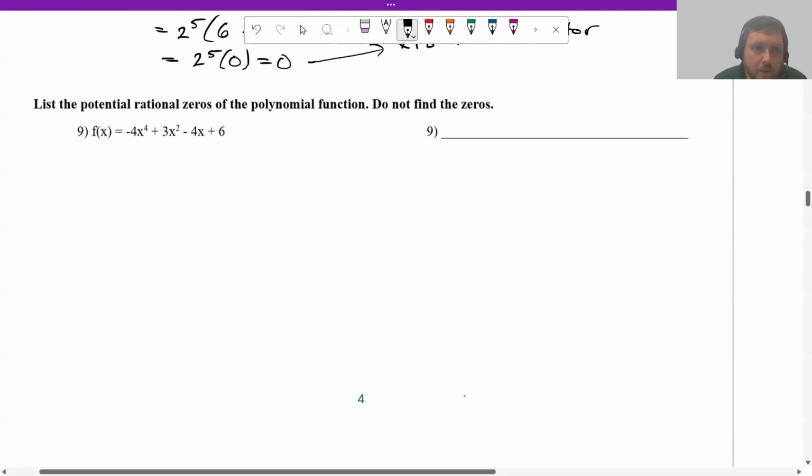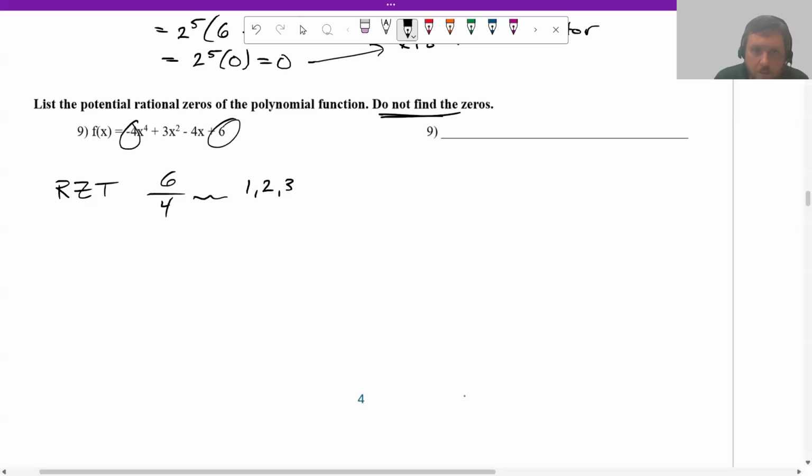List the potential rational zeros for the polynomial function. Don't actually find the zeros, just list them. So the rational zeros theorem, I'm going to look at this 6 here. The fact that it's negative doesn't matter. I want the 4, and what I'm going to do is break these guys down into any number that you can divide into 6. Okay, same thing with the 4. So 1 goes in, 2 goes in, 4 goes in.